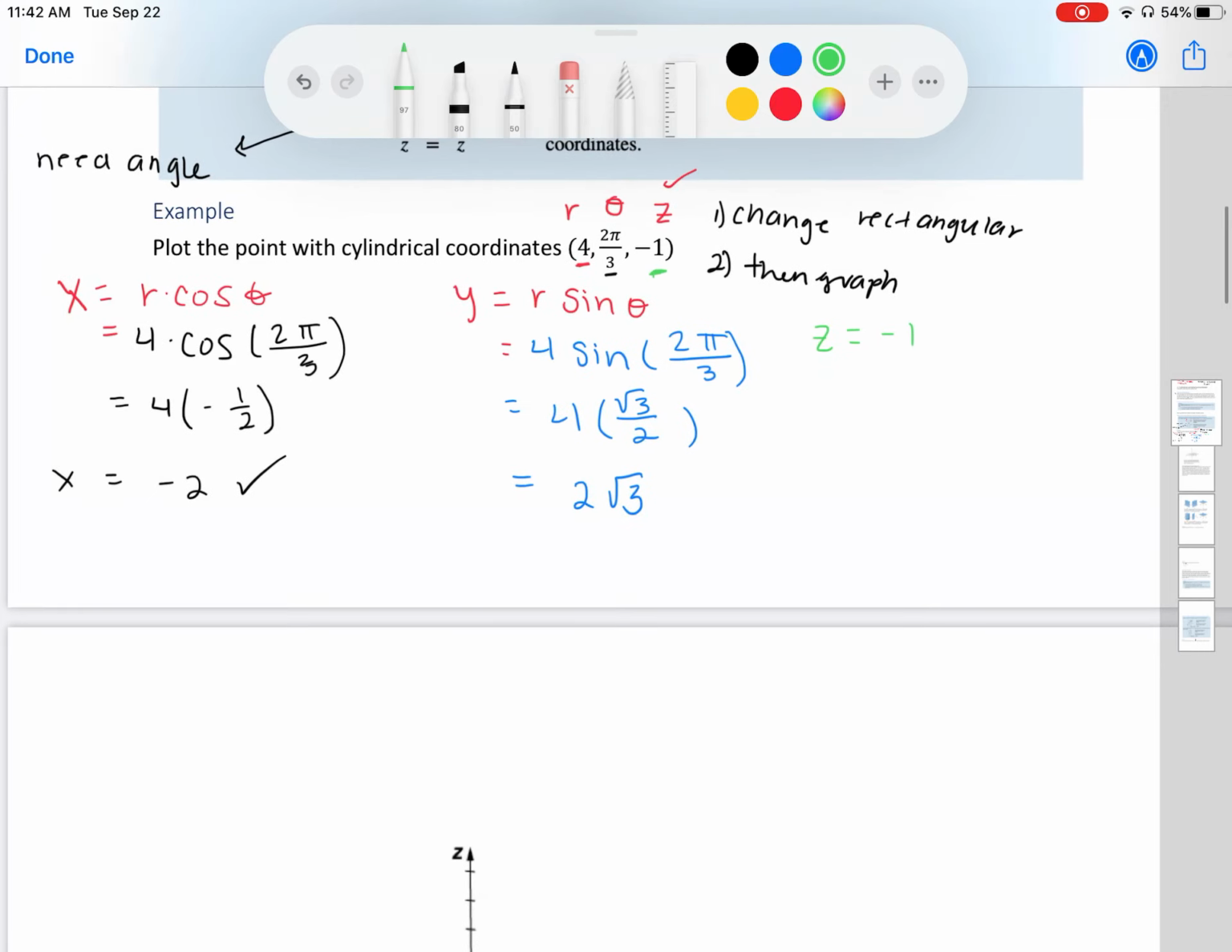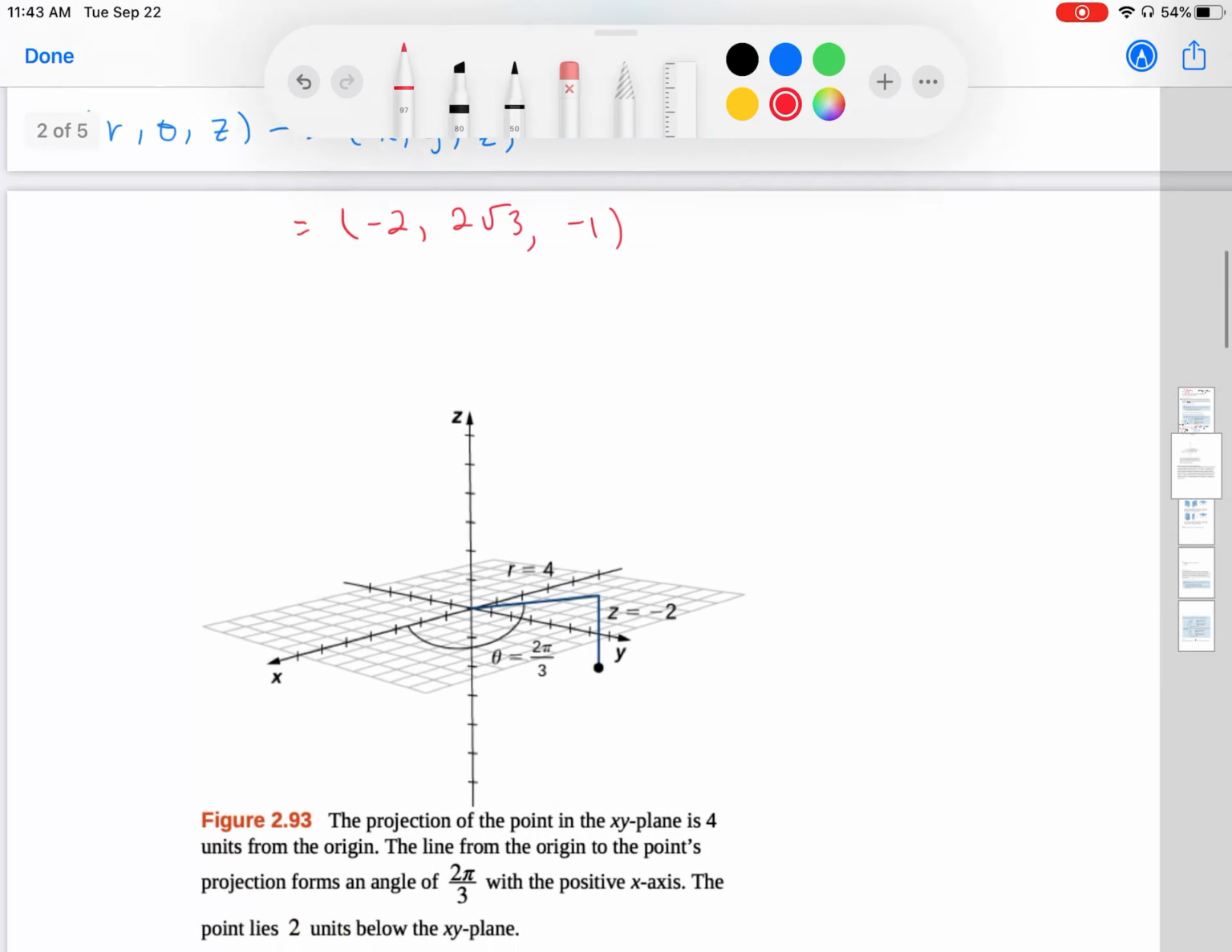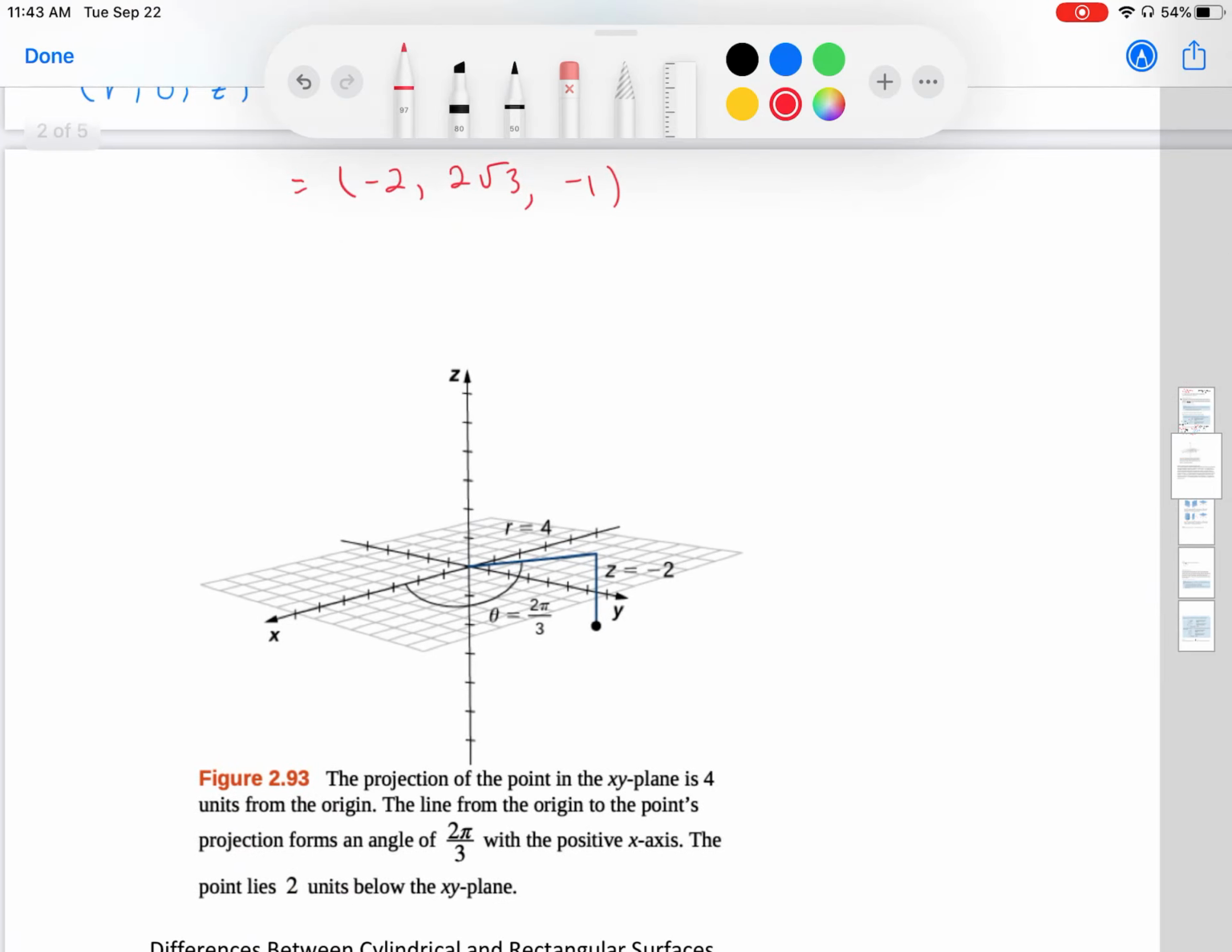So we went from cylindrical to Cartesian, and we did this with the hopes of making it easier to graph. Our answer was negative 2, 2 square root of 3, and negative 1. All right, so now I can go ahead and graph, and we see that we have this point right there.